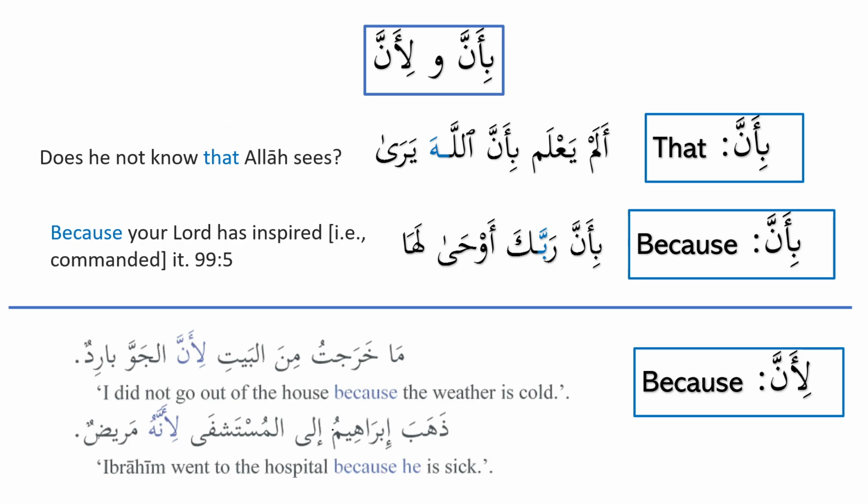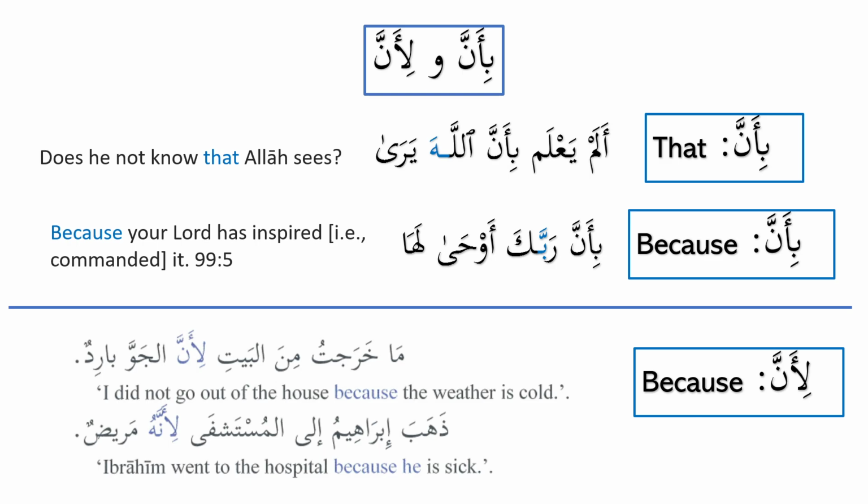Now we have two, I would say, stepsisters of inna. Why do I say stepsisters? Because they have similar function and similar usage, but they are not included in the sisters of inna. For some reason the grammarians, I tried to figure out but couldn't find any reason, do not consider them to be the sisters of inna. However, as I said, they are the stepsisters of inna.